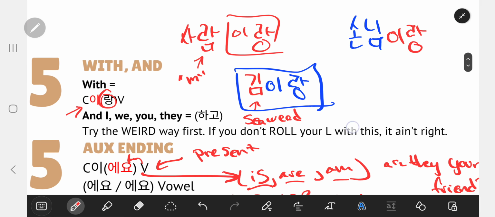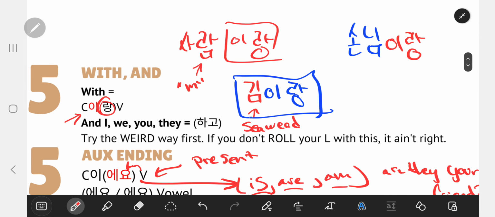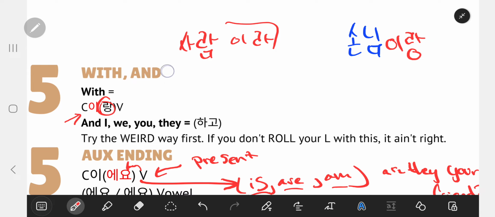Take a moment to write this down because I need more room to write. Thank you. Okay.